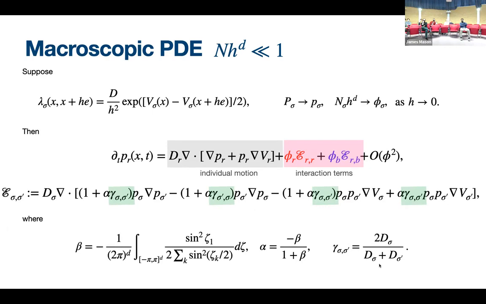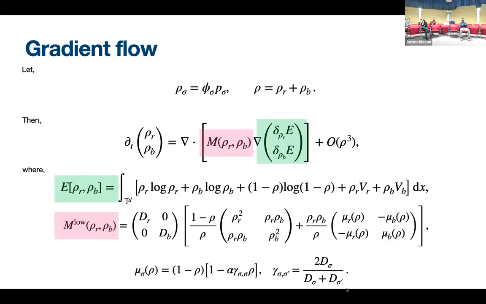So this is, I'd say, the most intuitive form in terms of what order and phi things happen. But we can factorize this into a gradient flow system where we have this free energy E and this mobility.